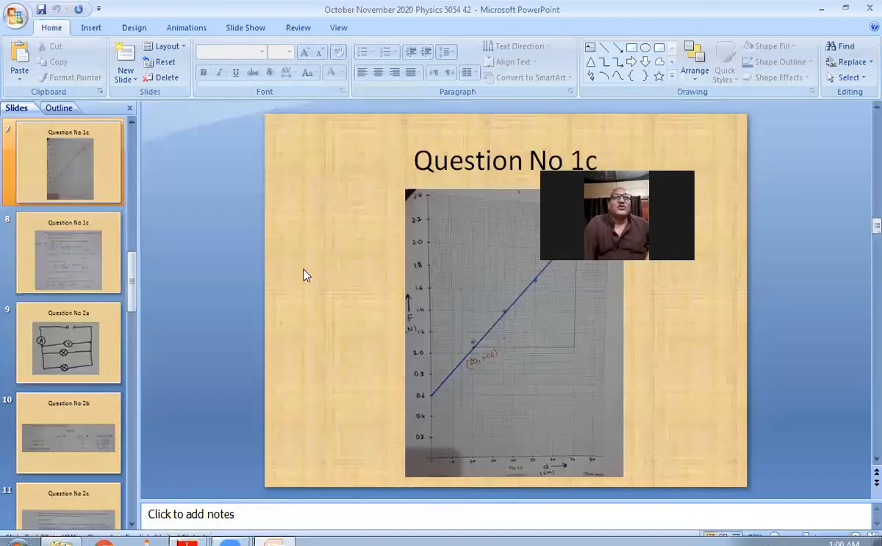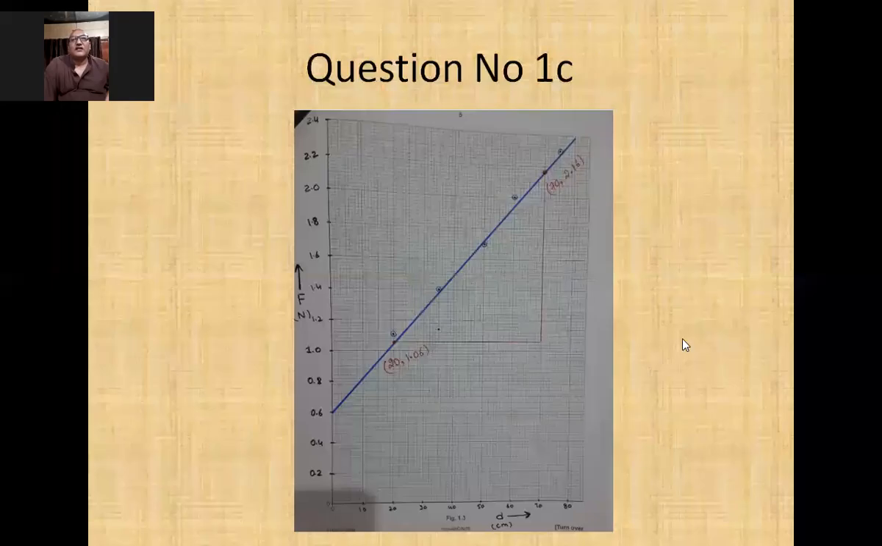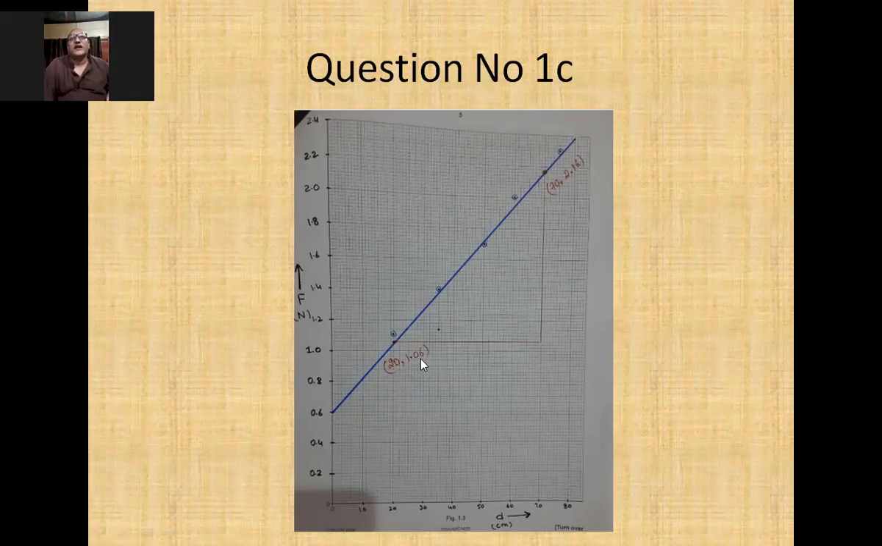So let me show you how I have done this. Okay, so here you can see that I have chosen this point and this point. This point is 20, 1.06. This point is 70, 2.16. This is the x component, this is the y component, this is called run, this is called rise. If you divide the rise with the run, you get the gradient.